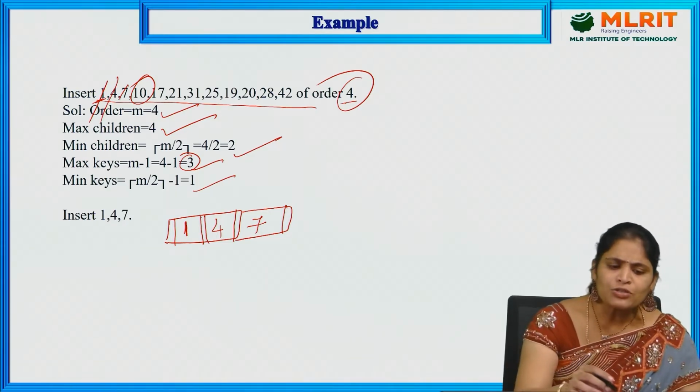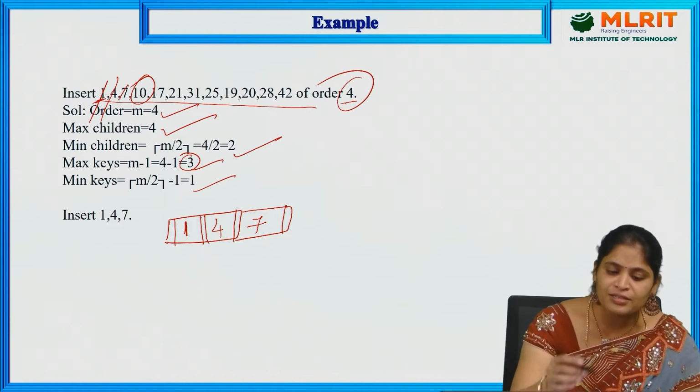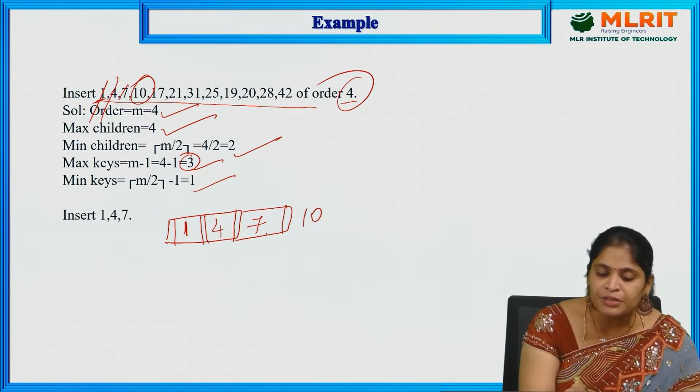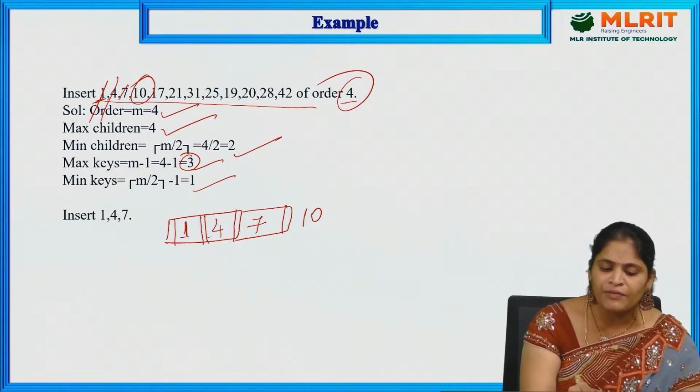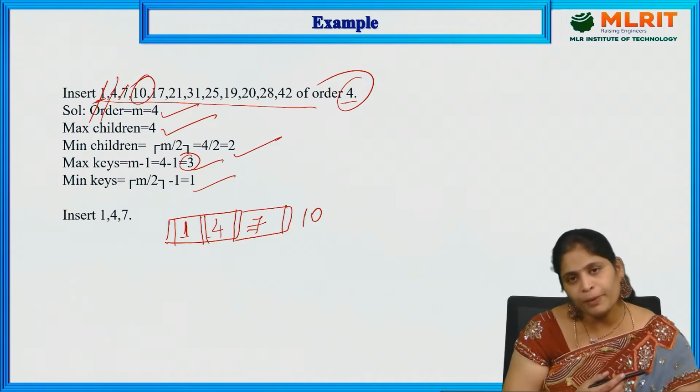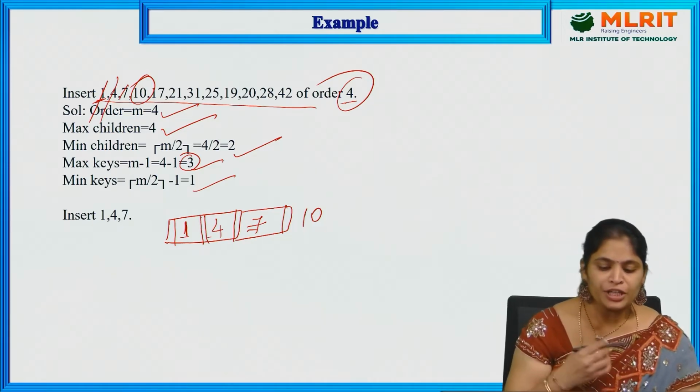Okay. So, we have inserted 3 elements. The next thing is I have to insert 10. But the maximum keys per node is only 3. I have inserted already 3. Where should I insert 10? So, we need to split the node.